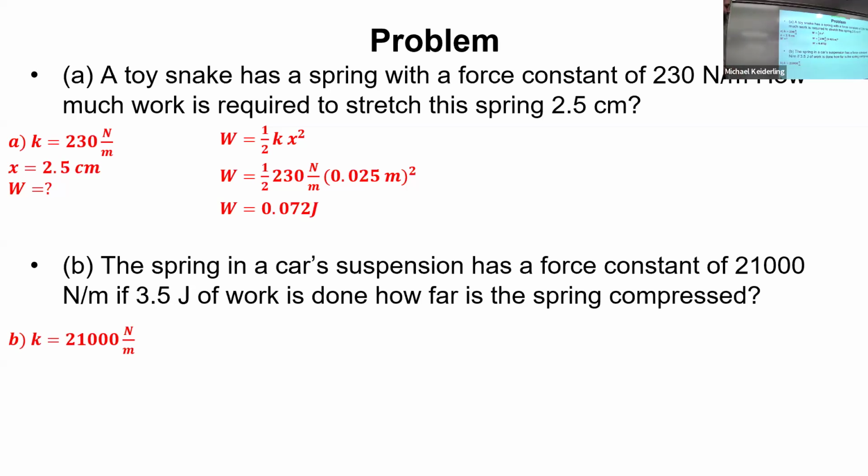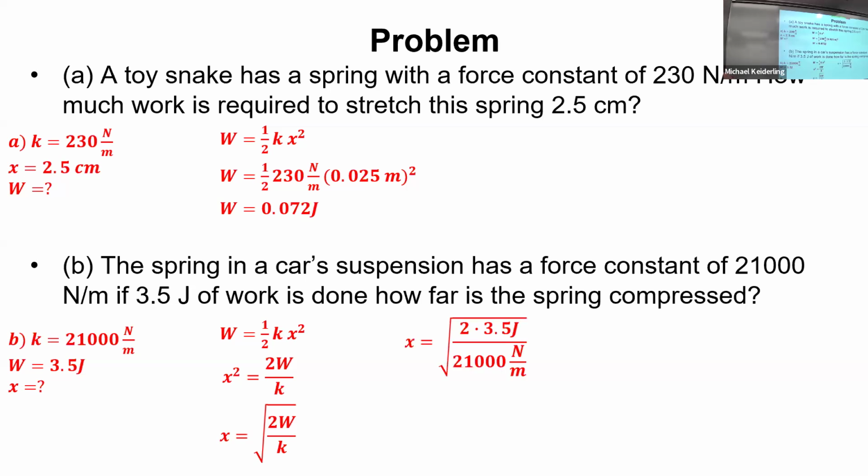So for B, k is 21,000 newtons per meter. Work is 3.5 joules. And we want to figure out how far the spring is compressed. We're looking for x. So work is 1/2 kx squared. x squared is 2 times work over k. So x is the square root of 2 times work over k. So x is equal to the square root of 2 times 3.5 joules over 21,000 newtons per meter, which is 0.018 meters or 1.8 centimeters.